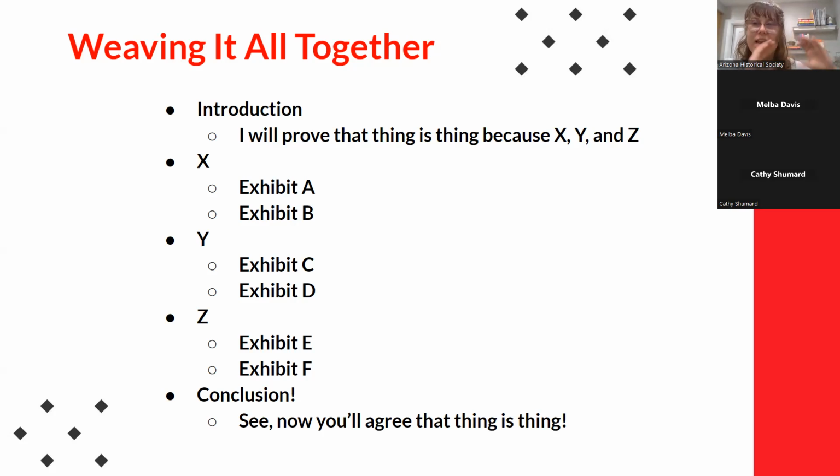And here is thing X, and here is exhibit A and why it matters, and here is exhibit B and why it matters. And I will conclude this section on X. And here is section Y. And here is exhibit C and why it matters, and exhibit D and why it matters, and so on and so forth until you get to your conclusion. And in your conclusion, you will say something to the effect of, see, now you agree that thing is thing because XYZ.